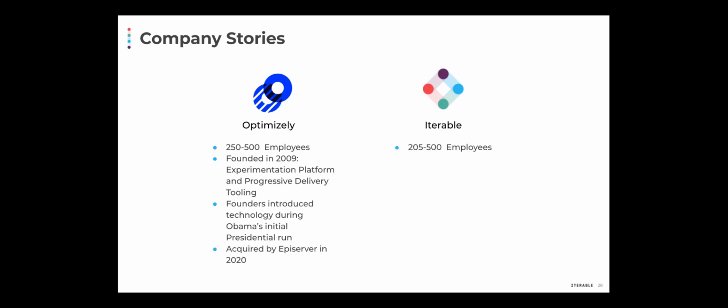Iterable has about the same, 250 to 500 employees. In engineering, we have about 70 engineers, and we have about 2 QA, so we're growing. We were founded in 2013 as a growth marketing platform that allows brands to engage with their customers. And a funny story is the founders met at a house party in SF and basically built Iterable inside a 1-bedroom apartment, so not even a garage.